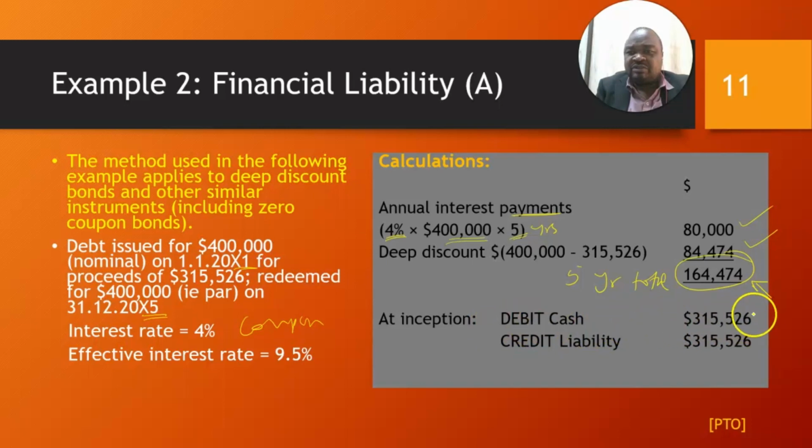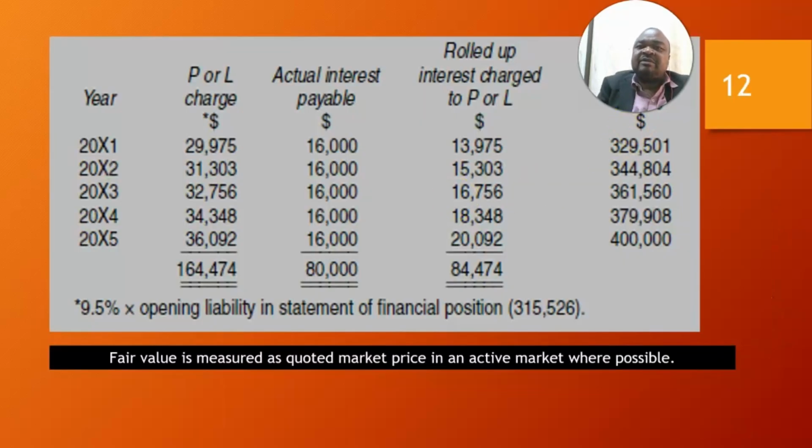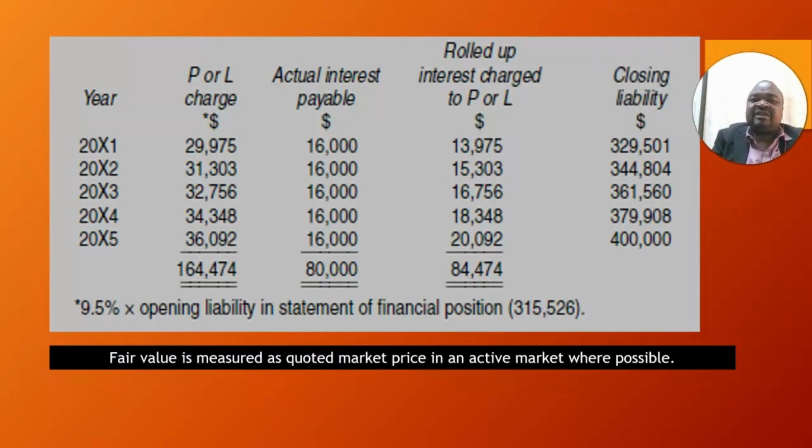So we are recognizing the proceeds by debiting cash 315,526 and crediting liability 315,526. Now, here is the amortization table that brings everything into perspective. All right, so remember our opening balance is 315,526. Okay, this should be the balance brought down, that is 315,526.